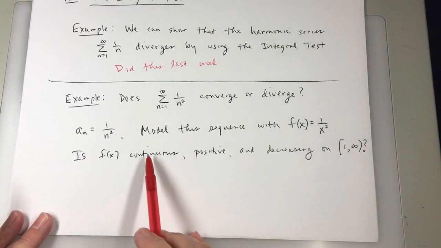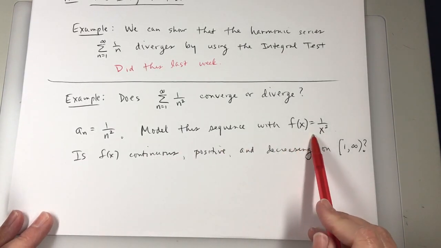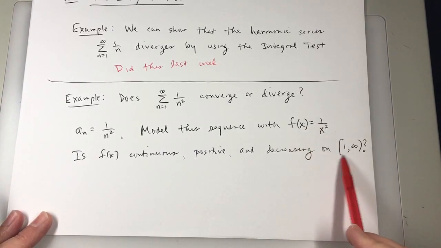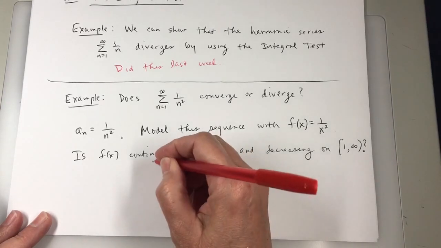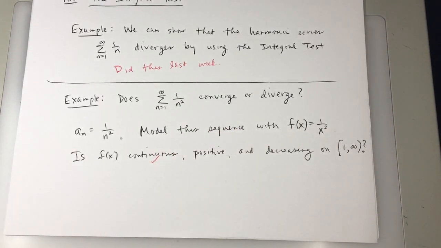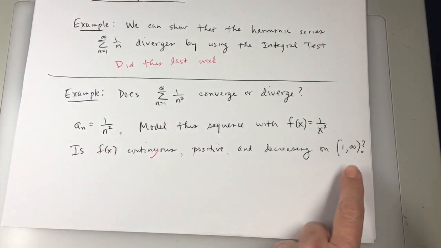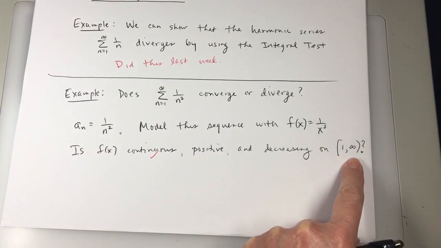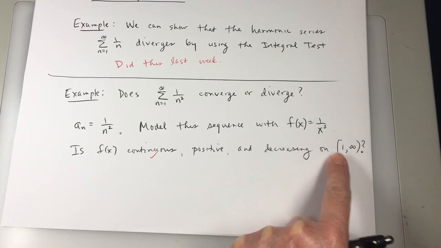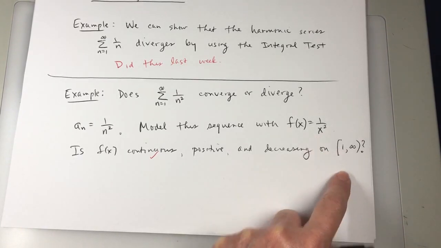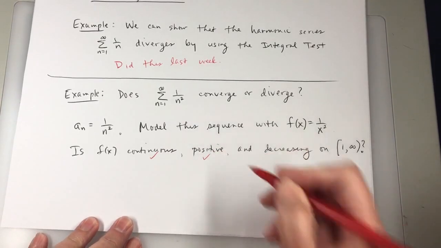Well, continuous. Let's see. Here's my function. Where is f discontinuous? At 0. And 0's not on this interval. So, okay, continuous, we got it. And then positive. If I plug in numbers 1 and bigger, and I square that number, it'll stay positive. 1 over a positive number, it's positive.